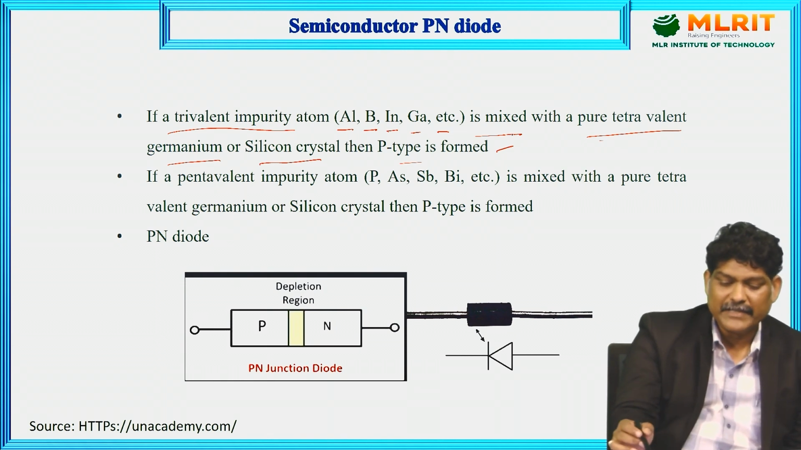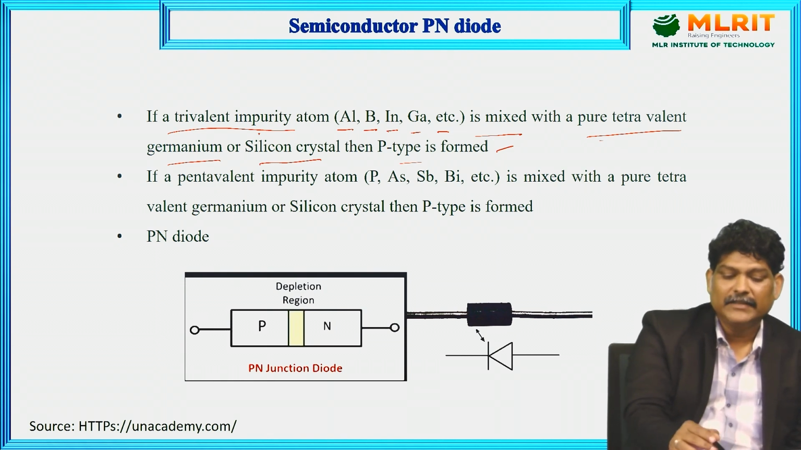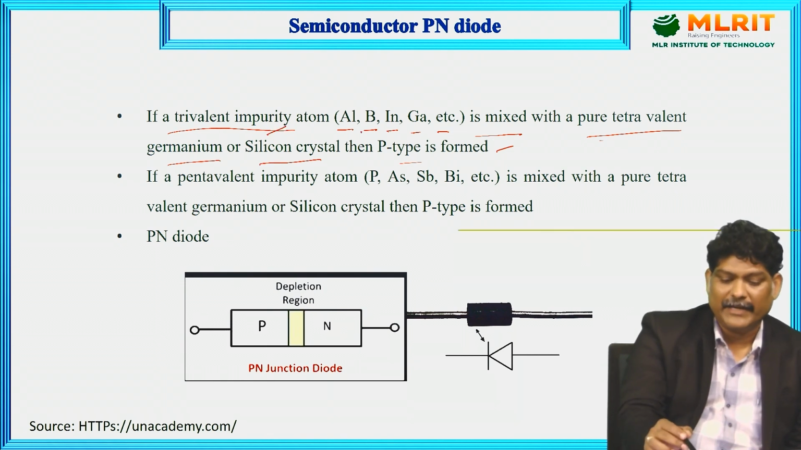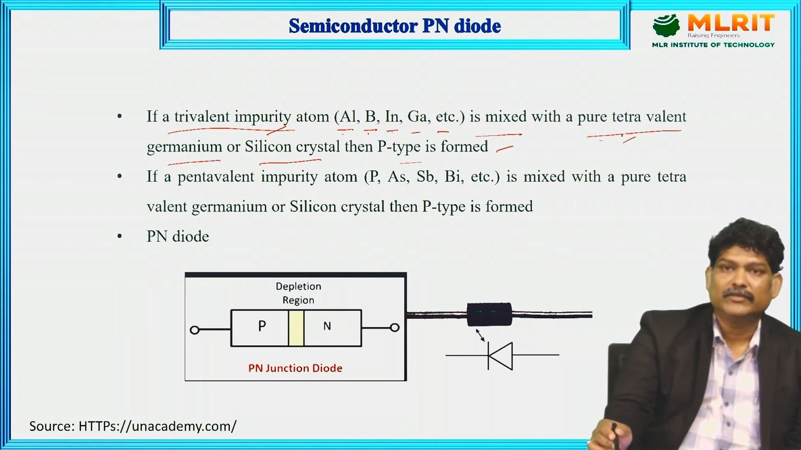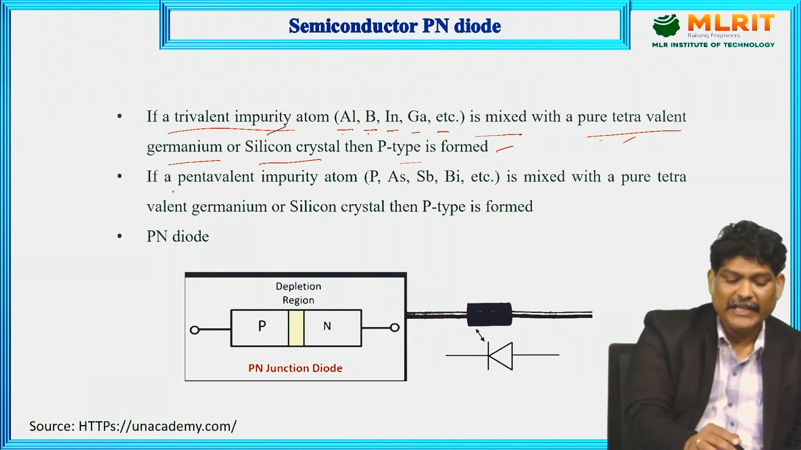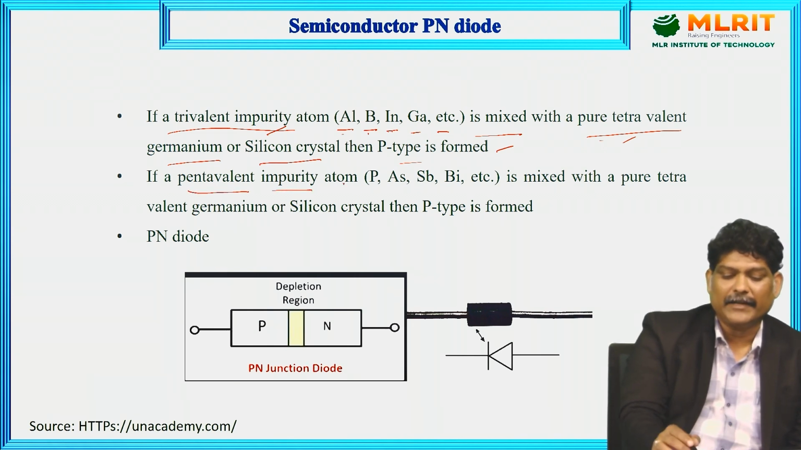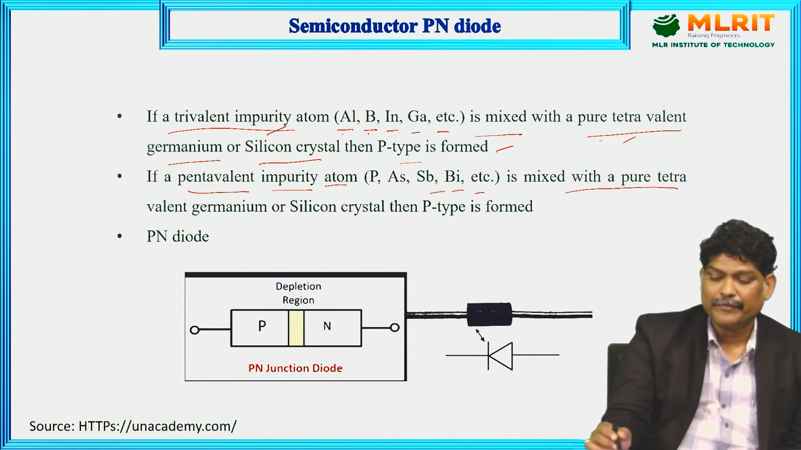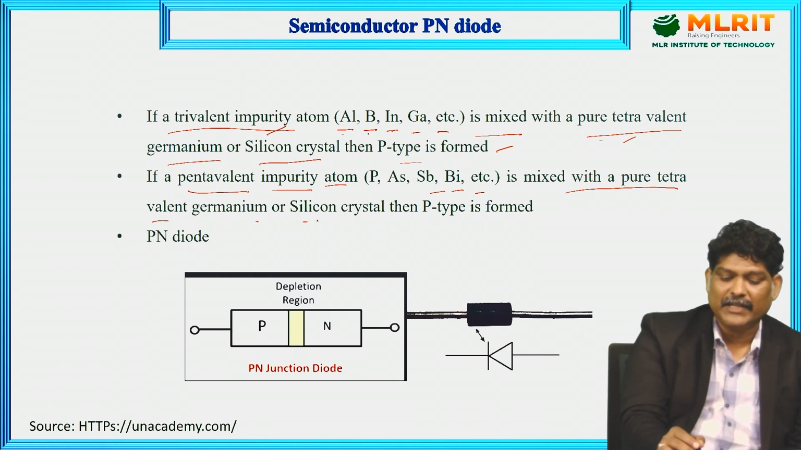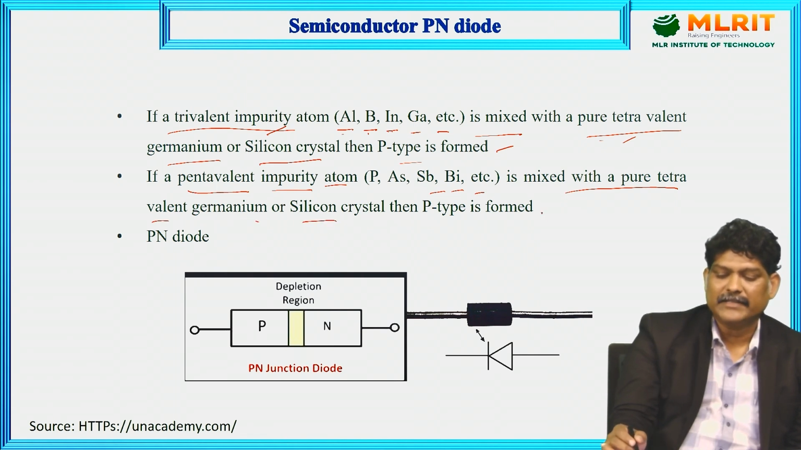So p-type is generated by adding a trivalent impurity atom like aluminum, boron, indium, gallium, etc. to the pure tetravalent germanium or silicon. Similarly, if a pentavalent impurity atom, phosphorus, arsenic, antimony, bismuth, etc., is mixed with a pure tetravalent germanium or silicon crystal, then n-type is generated.